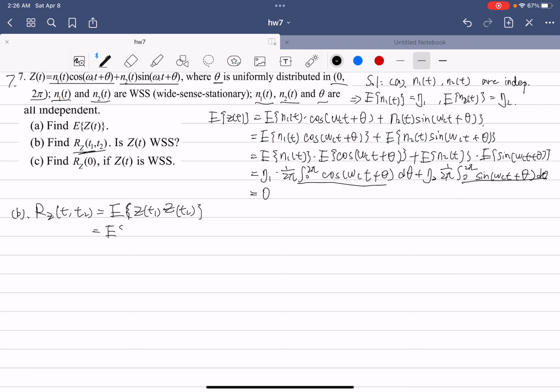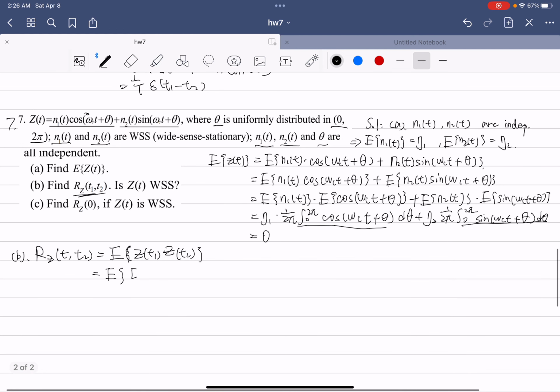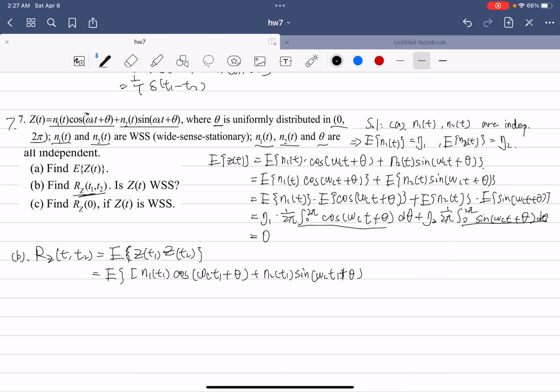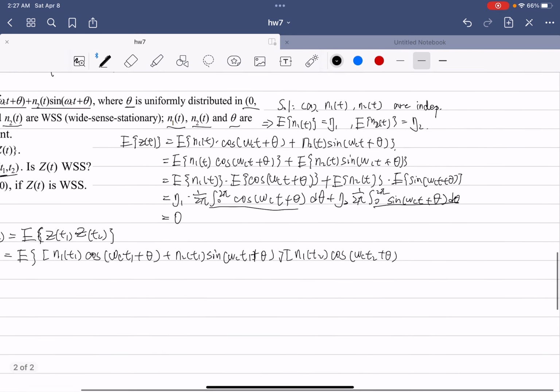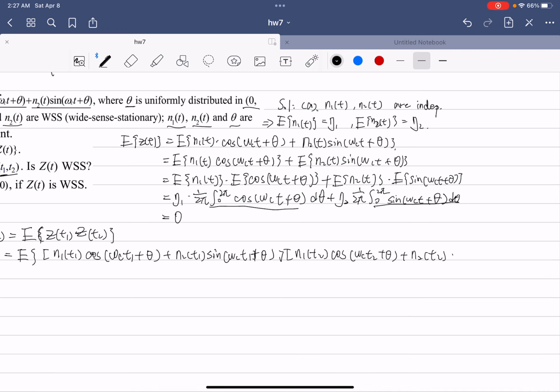That's the mean of N1T1 cosine omega ct1 plus theta, plus N2T1 sine omega ct1 plus theta, times N1T2 cosine omega ct2 plus theta, and plus N2T2 sine omega ct2 plus theta.